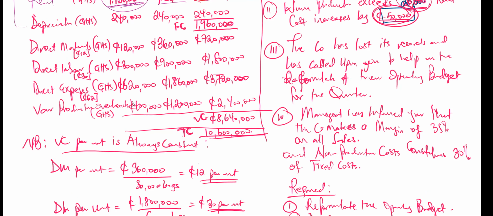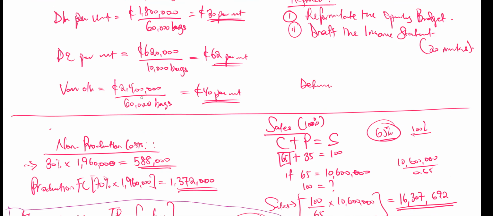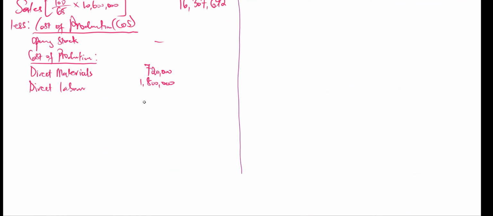We're only doing for March. This was 3,720. Direct expenses, that's 3,720,000. Then we have variable production overhead. That was 2.4 million, right? So we are gathering all the production costs.